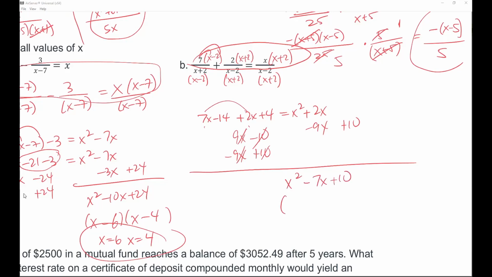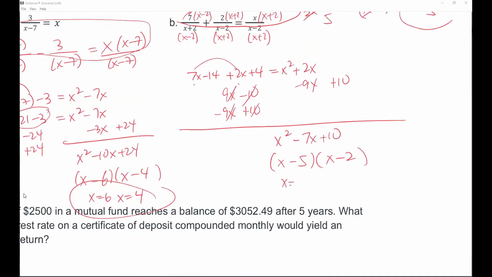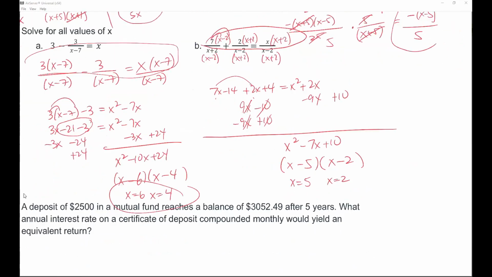Factor this out. x minus 5, x minus 2. You make x minus 5 equal to 0, so x is equal to 5, x is equal to 2. And notice that if you plug in 2 into the denominator, it'll make the denominator 0. So therefore, x equals 5 is the only answer for this.